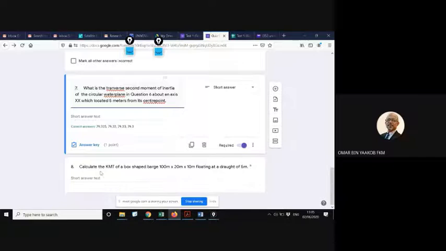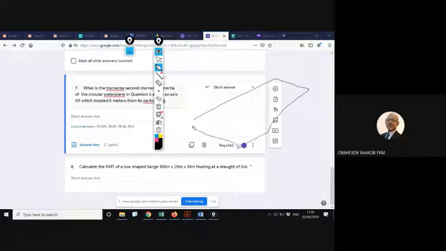The question is very simple. Calculate KMT of the box, a box shape 100 meters by 20 meters by 10 meters, floating at a draft of 5 meters. So you have a box floating at that draft. The second moment of area is just that of a rectangle. For a rectangle, the second moment of area is 1/12 times L times B cubed, because we are talking about IT.